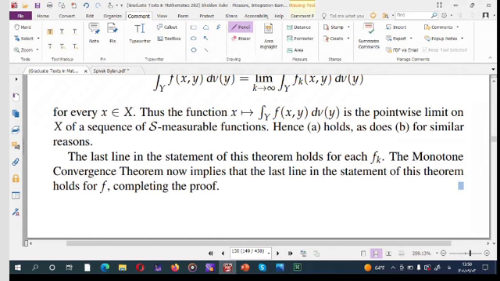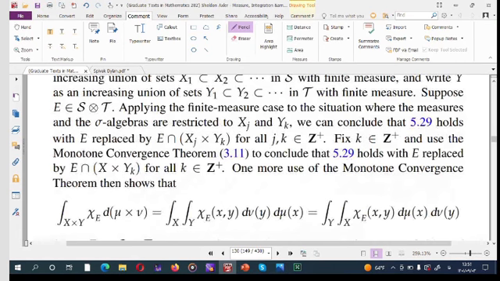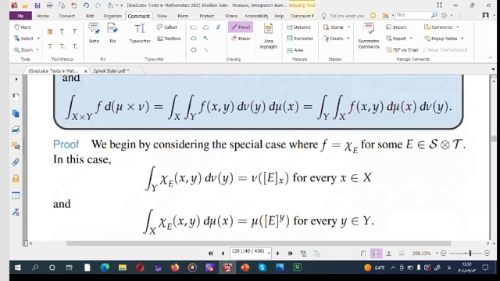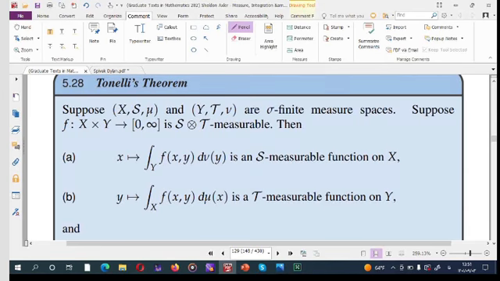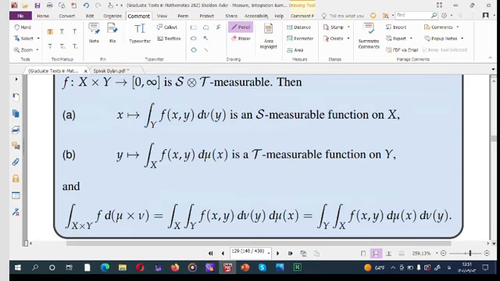Let me review again Tonelli's theorem. Take sigma-finite measure spaces, and suppose f from X times Y to this interval is S tensor T measurable. Then this function is an S measurable function. We denote this by h, for example. Okay, and this function is T measurable, and we have these equalities. The integral of f equals these two integrals.